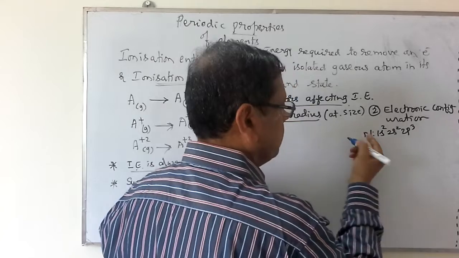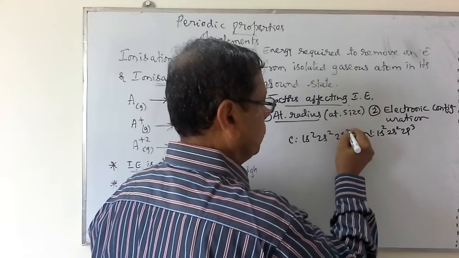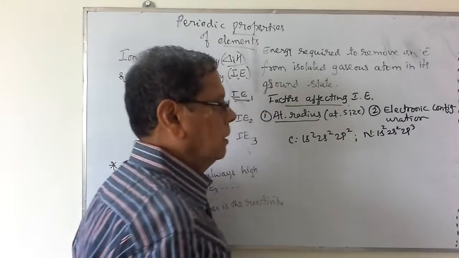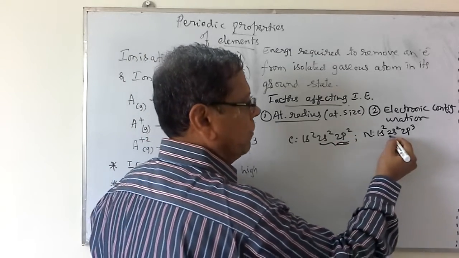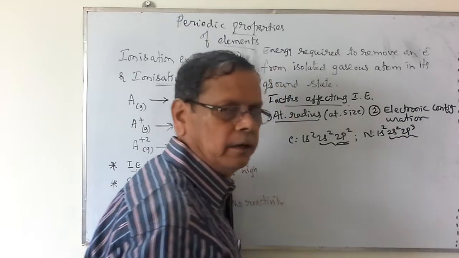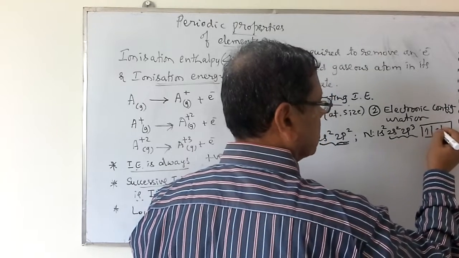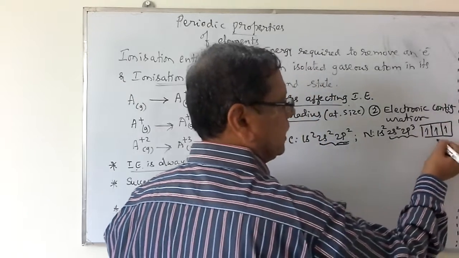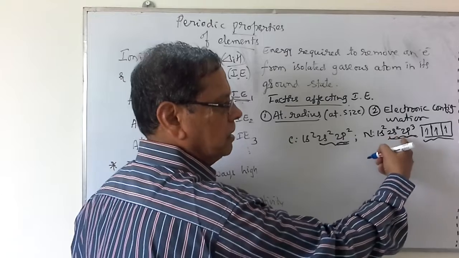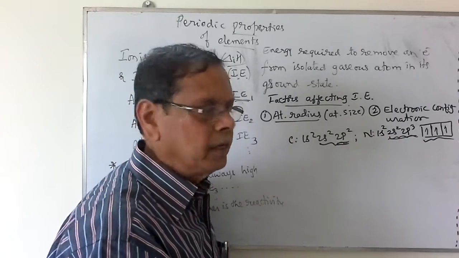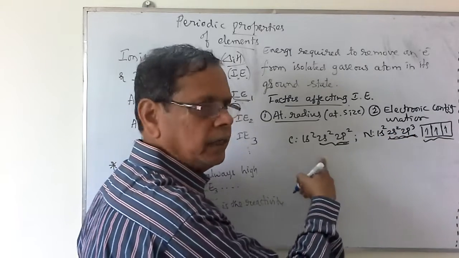Comparing to this nitrogen atom, the previous element is carbon, which has 1s2, 2s2, 2p2. Just compare: carbon has the 2s2, 2p2 configuration, while nitrogen has the 2s2, 2p3 configuration. Since the p orbital is half filled, if you write the electrons like this, it has a 2p3 half-filled configuration. So it gives extra stability to the nitrogen atom. That's why to remove the electron from nitrogen, more energy is required as compared to carbon.